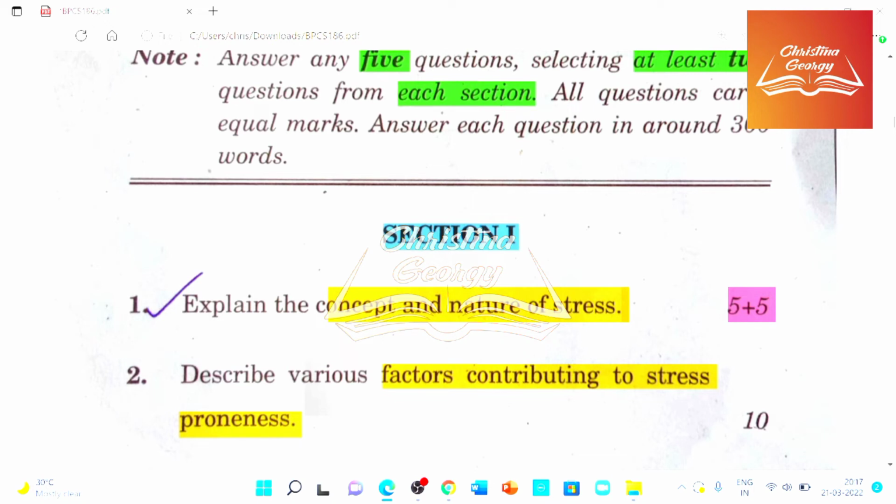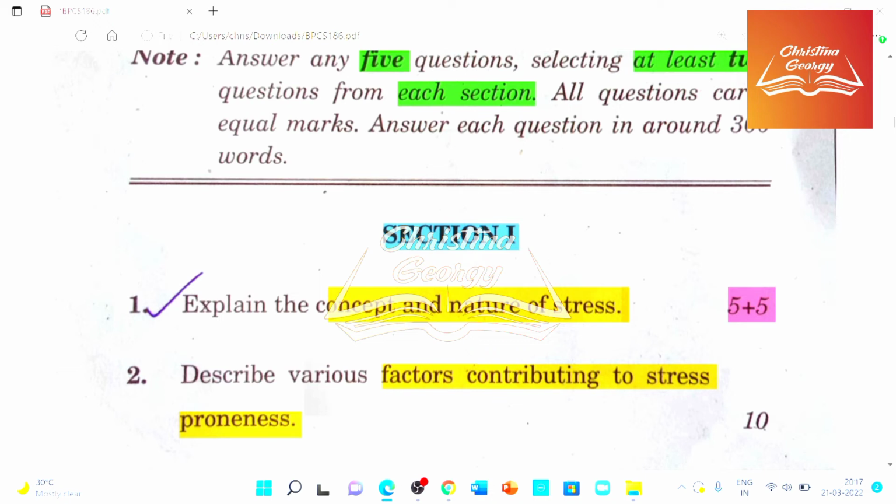So the very first question is to explain the concept and nature of stress. Yes, we have discussed these aspects in our videos and classes, so this won't be a difficult question for you. But remember, you will have to write two aspects here. First, the concept, and then the nature.